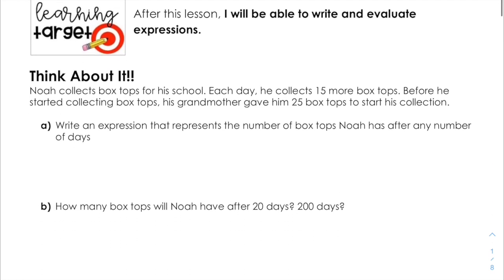Think about it. Noah collects box tops for his school. Each day he collects 15 more box tops. Before he started collecting box tops, his grandmother gave him 25 box tops to start his collection. Write an expression that represents the number of box tops Noah has after any number of days.